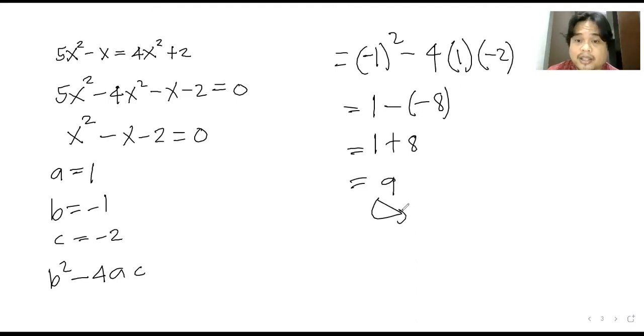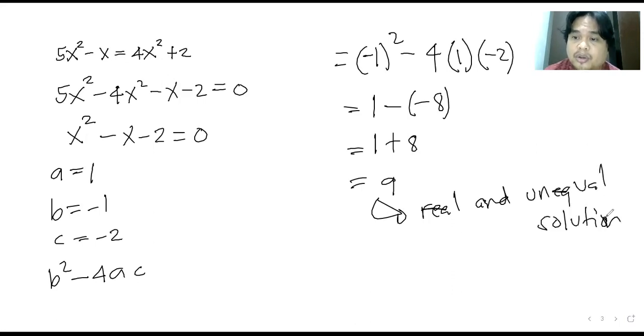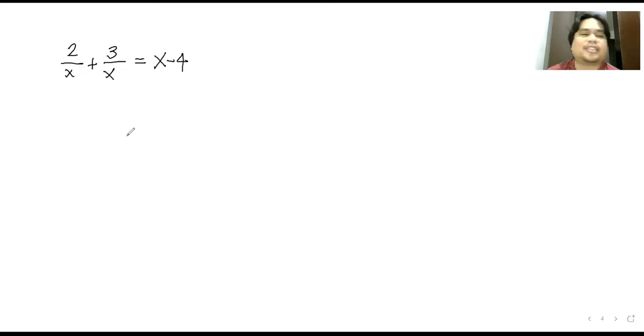So basically, as what I have discussed before, you can say that this one has real and equal solution. In other words, you can also say that it has two unique solutions. All right? How about this? 2 over x plus 3 over x is equal to x minus 4.